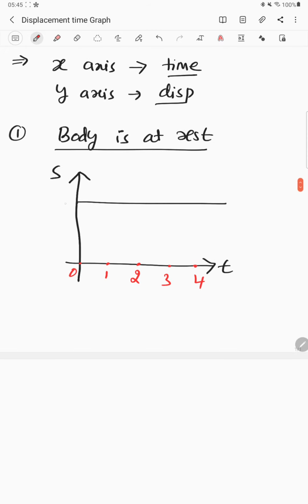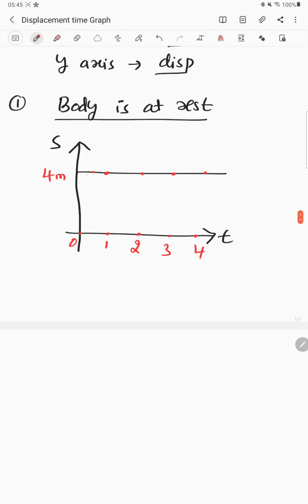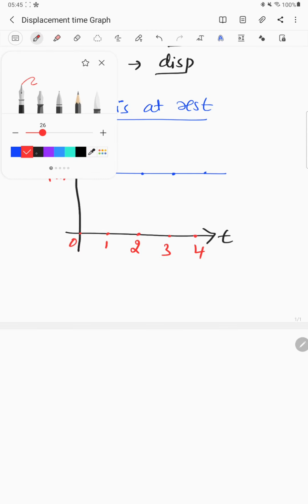Time is changing, but look at the displacement. For example, if it is 4 meters, it is fixed: at 1 second also 4 meters, at 2 seconds also 4 meters. When it was 3 seconds, I saw the displacement was 4 meters. Again at 4 seconds also the displacement was 4 meters. So everywhere displacement is the same, right? So that's why this is the graph for a body at rest. If in the exam you are asked to draw the displacement time graph for a body at rest, you should be able to draw this graph. So this is the first one.